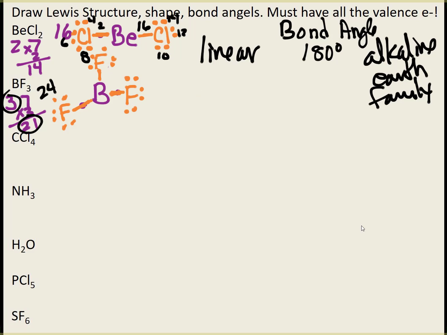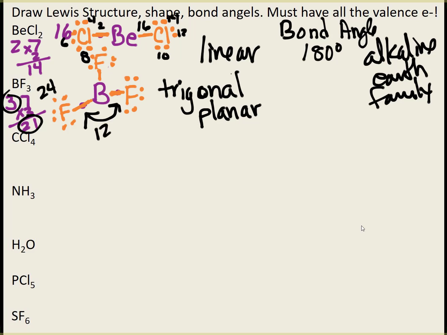And what shape is this? This is called trigonal planar. When we look at the bond angles here, if you take a circle, which is 360 degrees, and divide it by 3, you're going to get 120. So that's my bond angle here. The family that does this is the boron family. And again, it's because the boron family has 3 valence electrons. All right, let's go do our next shape.